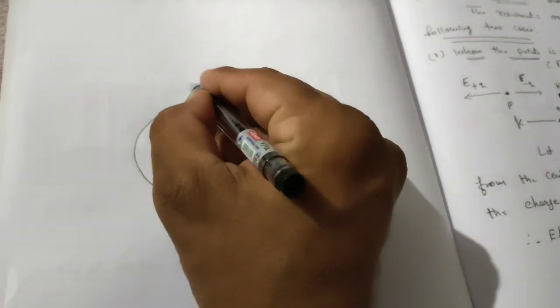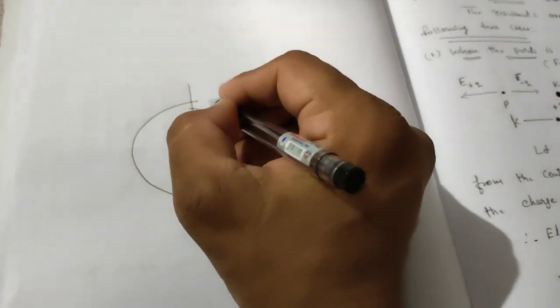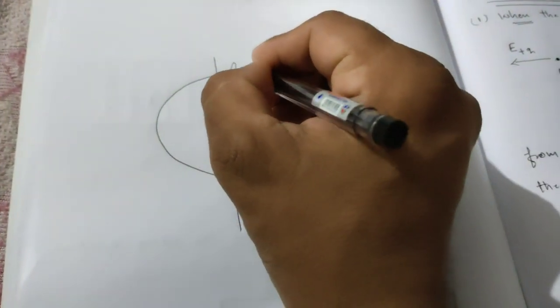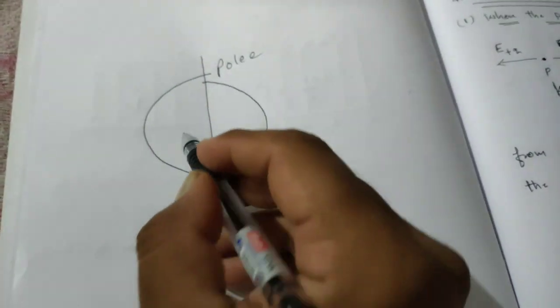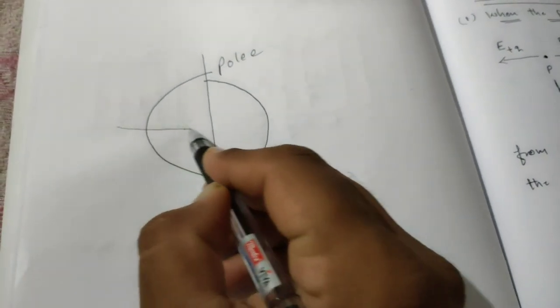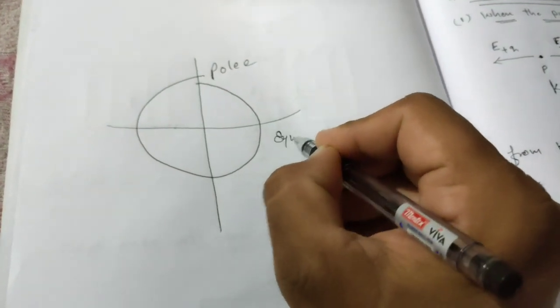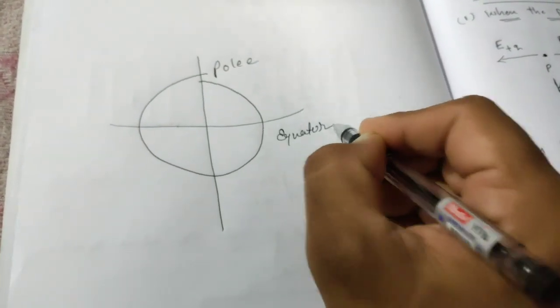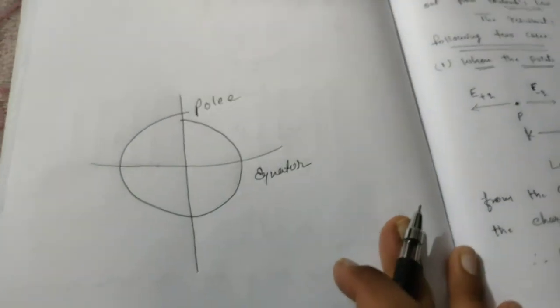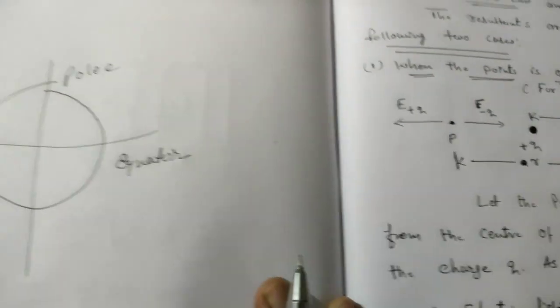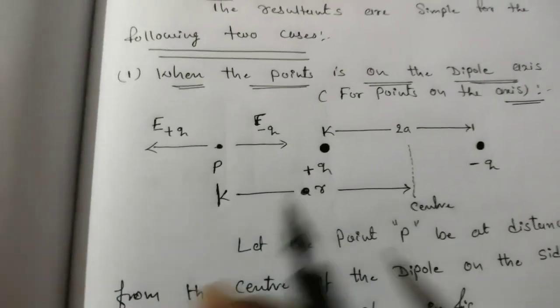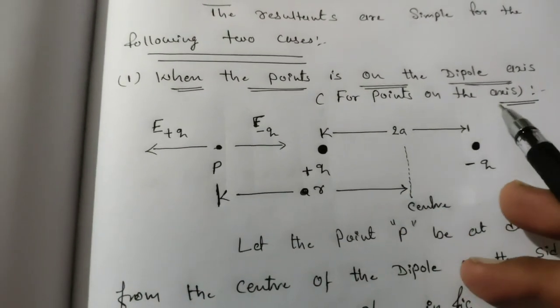See over here, like this, if we have a circle or the earth, over here we have a pole and over here we have an equator. First we are going to put a dipole on the axis, and then we put the point on the pole like that. So over here we have the case of the point on the axis.